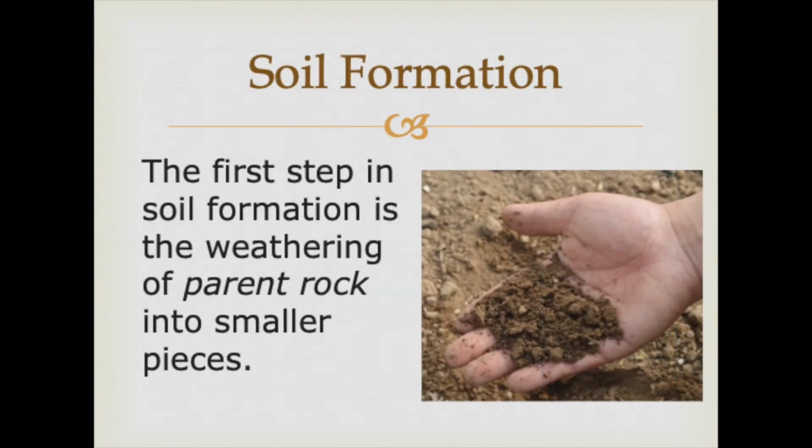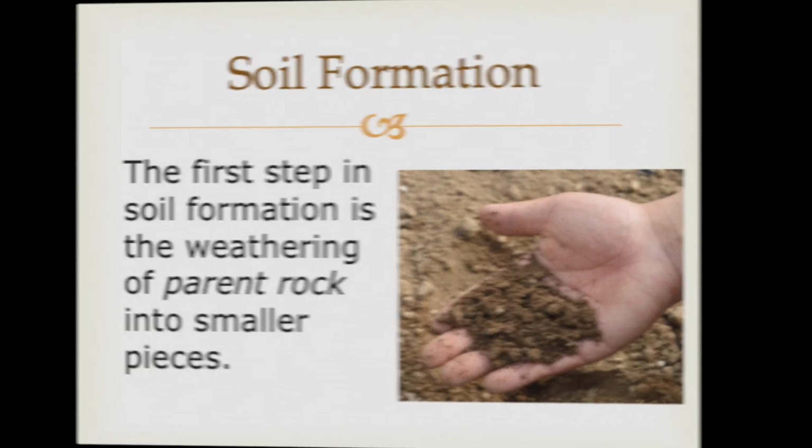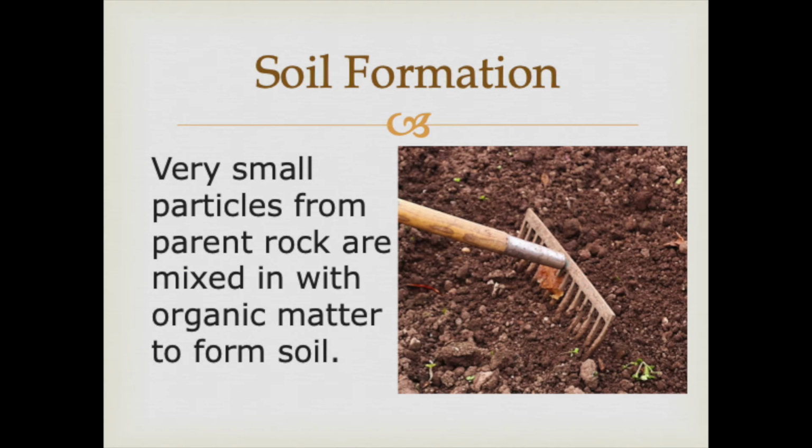Soil formation starts with the very first step, which we've already talked about, which is weathering of a parent rock into smaller pieces. Of course, the weathering process happens through several different ways. We've already covered that, but it has to get small enough so that the plants can actually take up the nutrients through the roots. These very small particles from the parent rock are mixed within organic matter. And depending on what types of minerals and nutrients are found in the soil, that is what determines what kind of plants can grow in that soil.